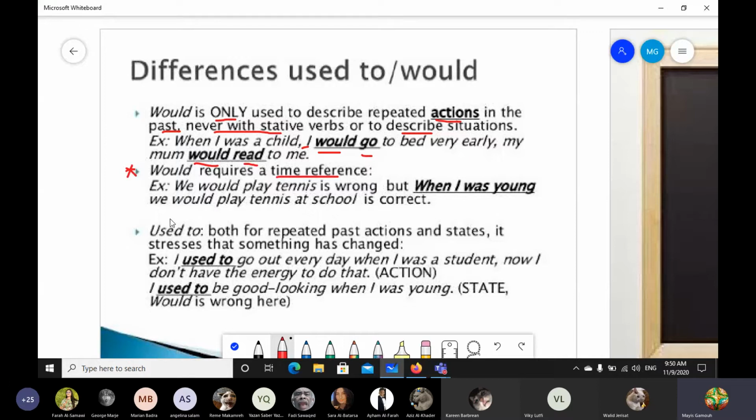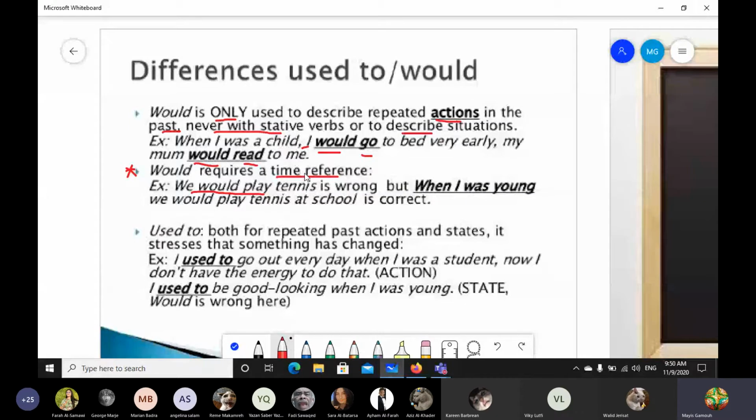شو يعني؟ Let's look at the example. We would play tennis. هلا لما أنا أحكي we would play tennis طيب إمتى؟ Is it in the past? Is it in the present? Is it in the future? معناته this sentence is wrong. هاي الجملة خاطئة. ليش؟ لأنه ما أعطتني time. ما أعطتني إمتى.